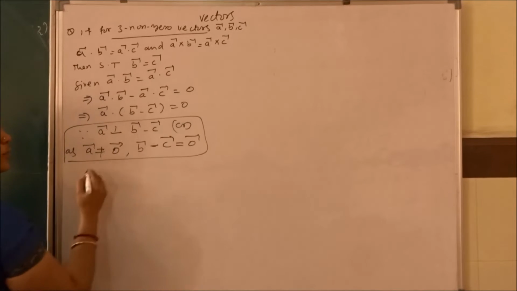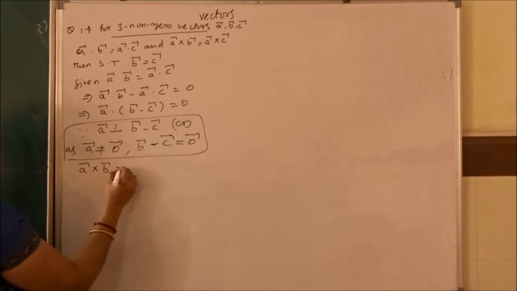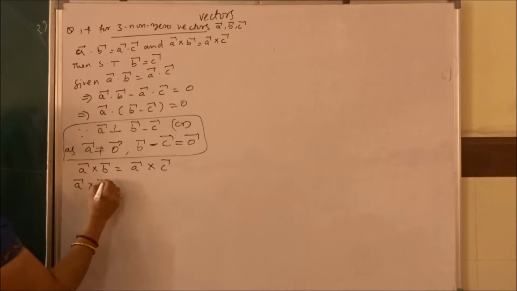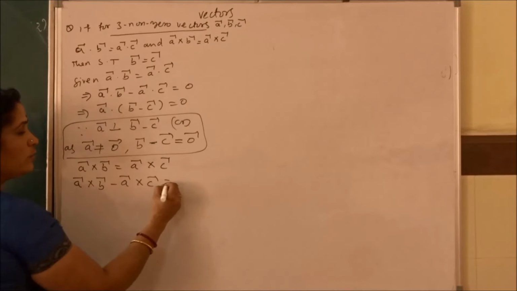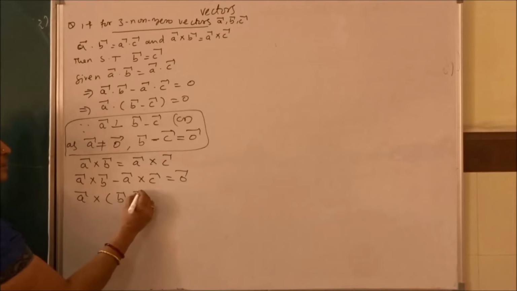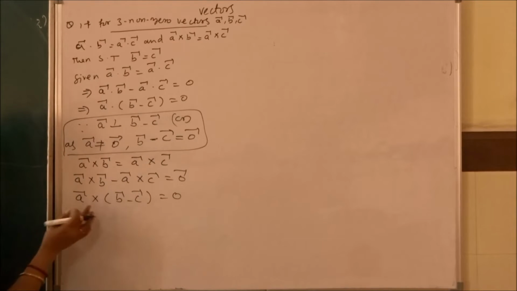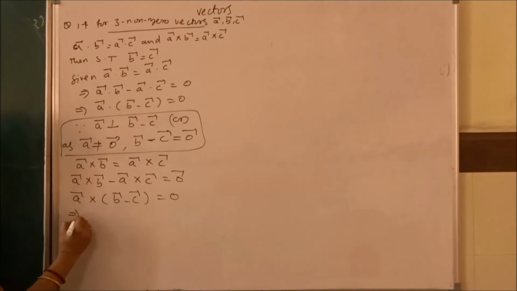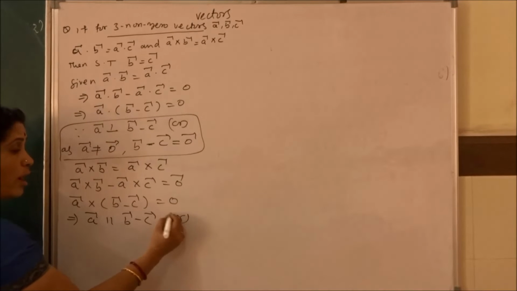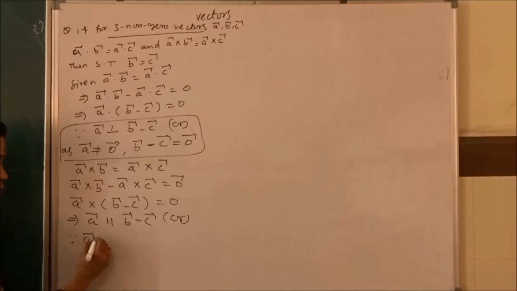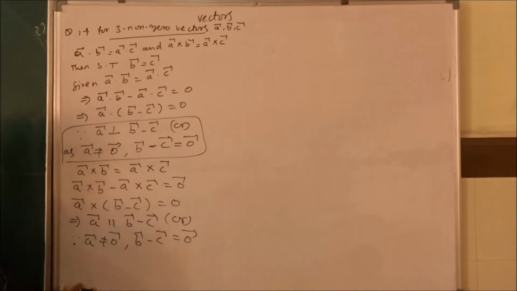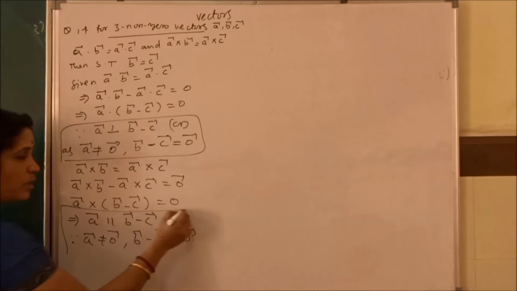Now another part, what they are saying: A vector cross B vector equal to A vector cross C vector. Now again take this result to the side: minus A vector cross C vector equal to 0 vector. Now if I take A vector common, A vector cross (B vector minus C vector) equal to 0 vector. Again, if the cross product is 0, this implies either A vector is parallel to B vector minus C vector, or, since A vector is not equal to 0 vector, B vector minus C vector may be 0 vector. Now this is result number 2.